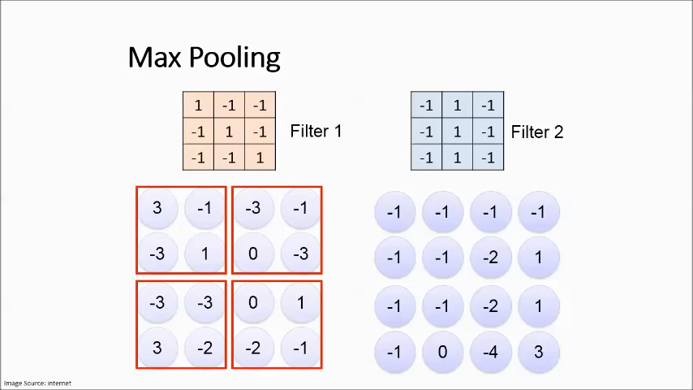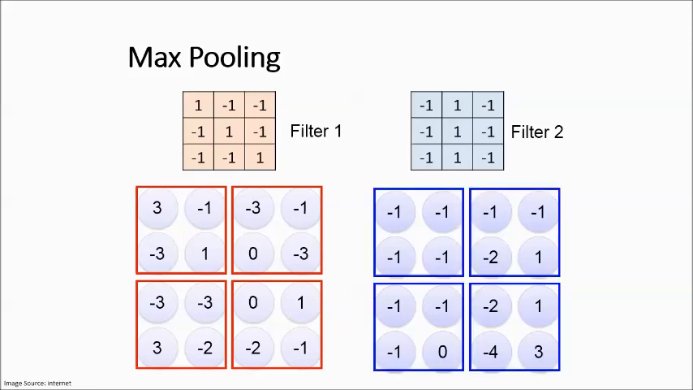Then I apply another 2 cross 2. So ultimately what is happening? From a 4 cross 4 feature map, I am scaling it down to 2 cross 2. That is the beauty of this max pooling layer.